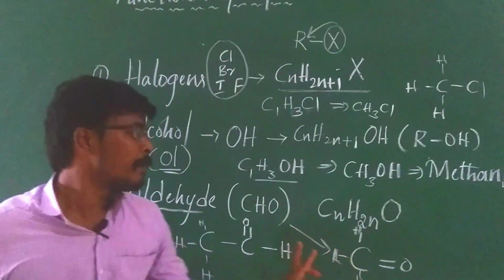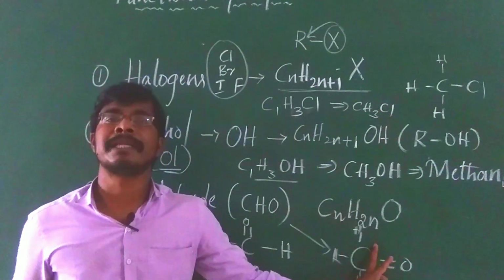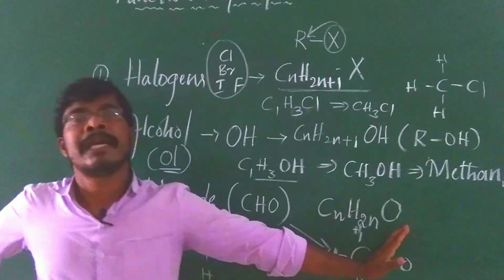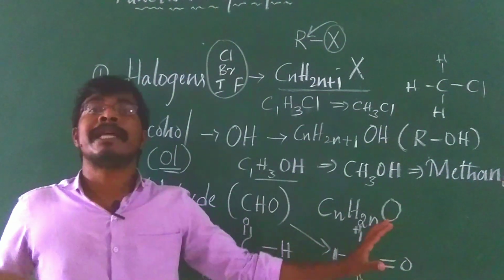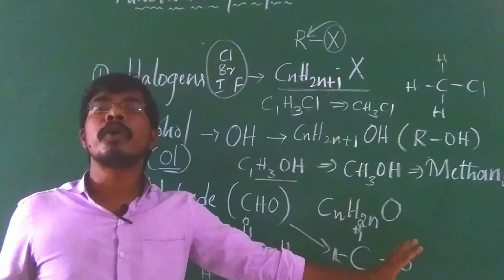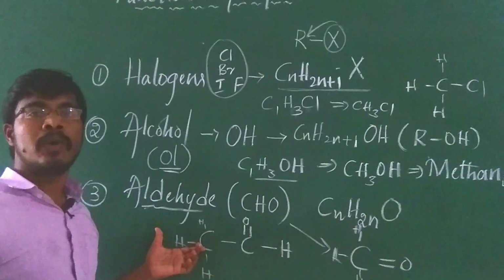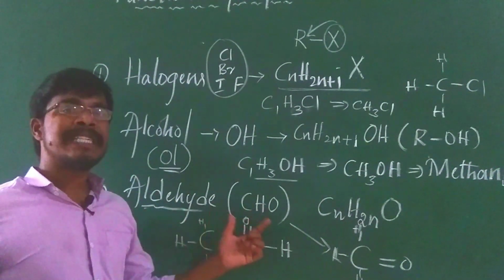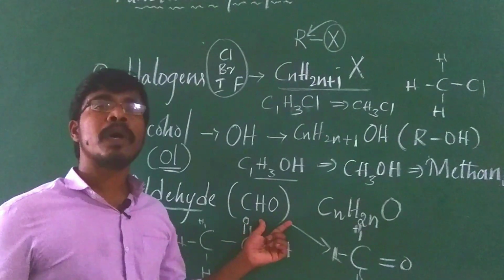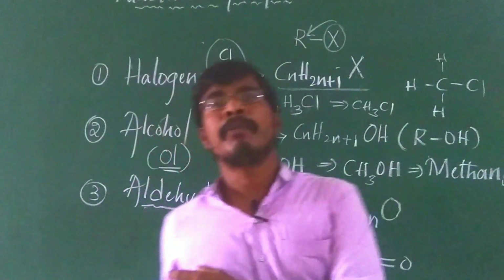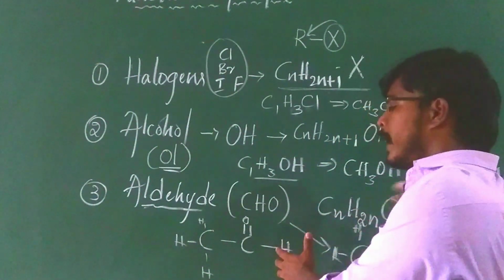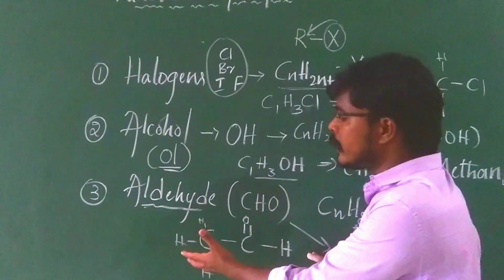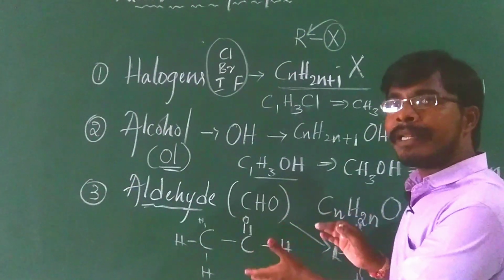So like this, if C double bond OH is present at the end of the chain or else at the first position of the chain, then that type of functional group is called aldehyde. Hope you understood what is aldehyde. Aldehyde is a functional group containing the CHO carbonyl group, and this carbonyl group will be attached to the end of the carbon chain or else at the first position of the carbon chain. That type of group is called aldehyde.